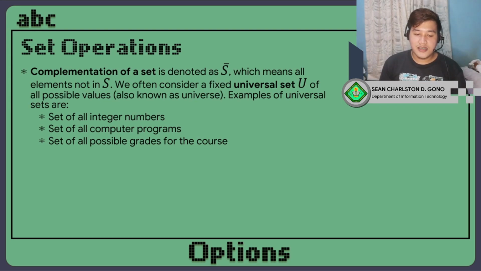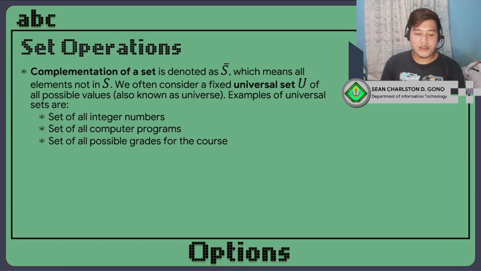We often consider a fixed universal set of all possible values, also known as the universe. So U means universal set. So what are these universal sets? Examples of these are the set of all integer numbers, the set of all computer programs, the set of all possible grades for the course, and so on and so forth.